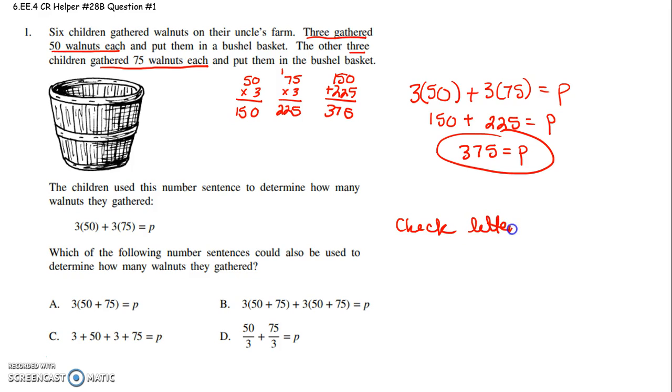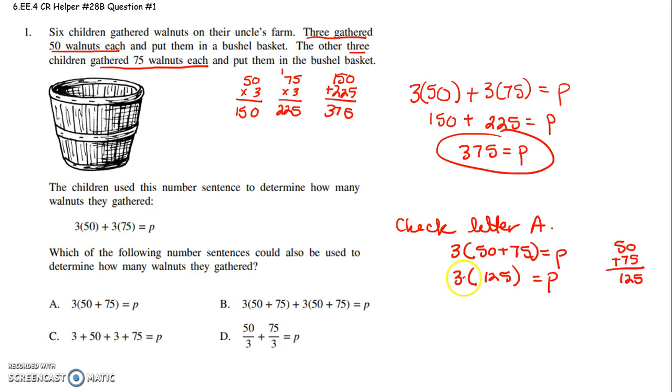Check letter A. Let's see. 3, and then in parentheses, 50 plus 75 equals P. So here you multiplied 50 by 3, you multiplied 75 by 3, and then you add it together. What we're saying is, could you add 50 and 75 first and then multiply by 3 and get the same answer? Let's find out. 50 plus 75 within parentheses, 0 and 5 is 5, 5 and 7 is 12. So this is 3 times 125.